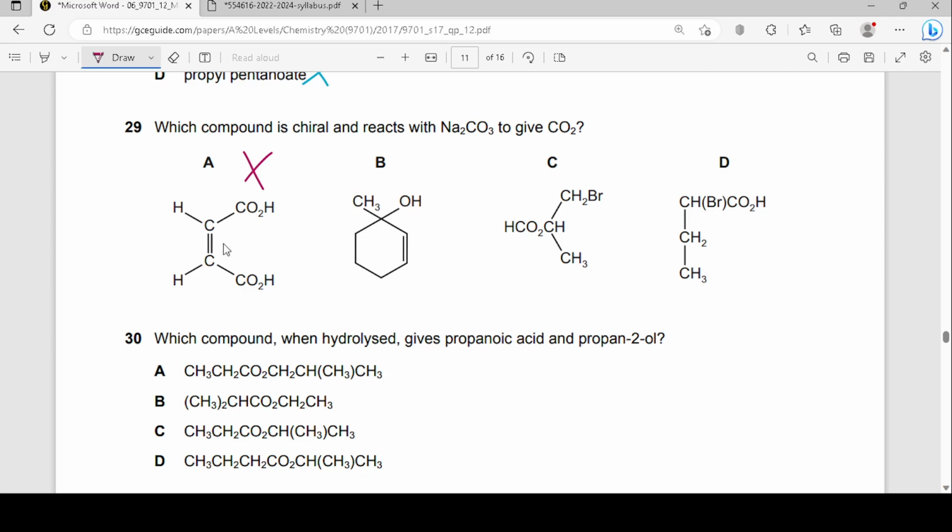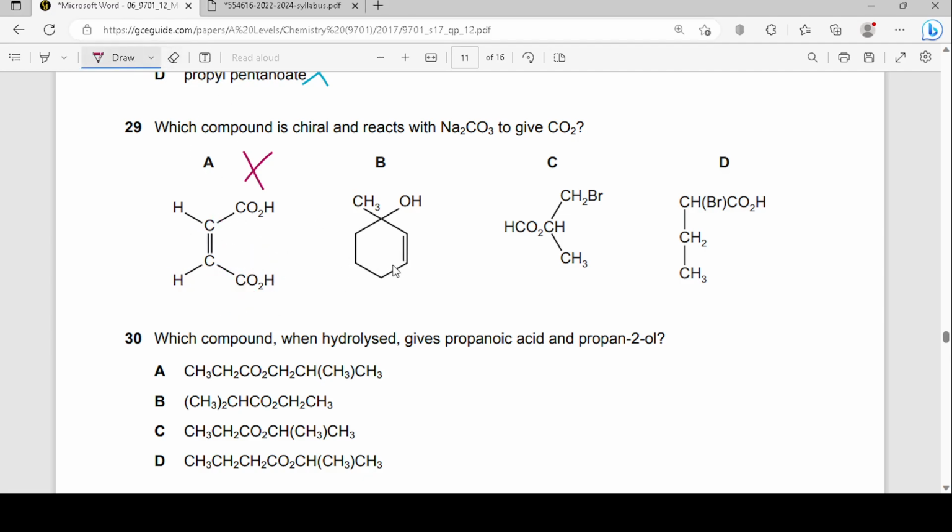In this one, this carbon atom is C double bond OH, so it's bonded 2 times to the same atom, and because of the double bond it cannot be a chiral carbon atom. Anyways, that's wrong, and even these two have double bonds as well. So there are no chiral carbon atoms here, right?